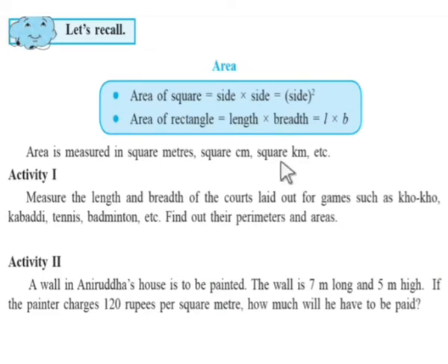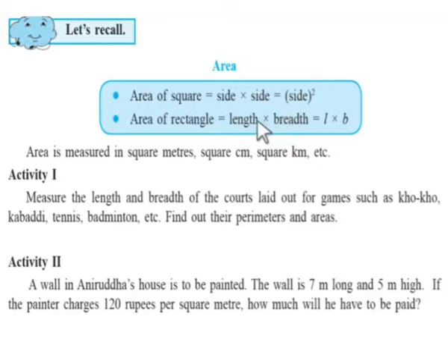Now page number 81, let's recall. Here the formula for finding area of square and area of rectangle is given. Now what is the formula for area of square, children? It is side multiplied by side, or you can write it as side square. And area of rectangle is length multiplied by breadth.